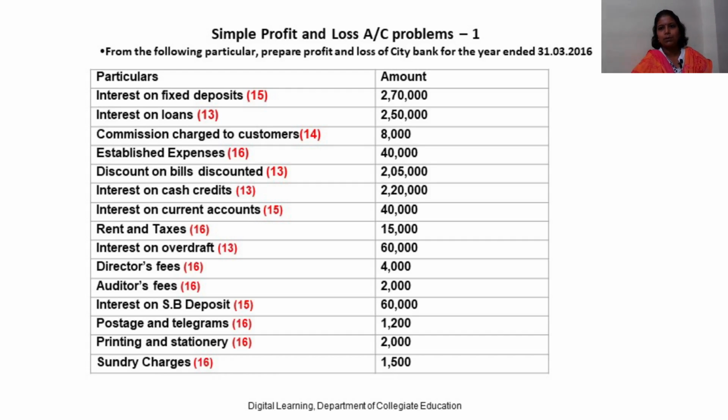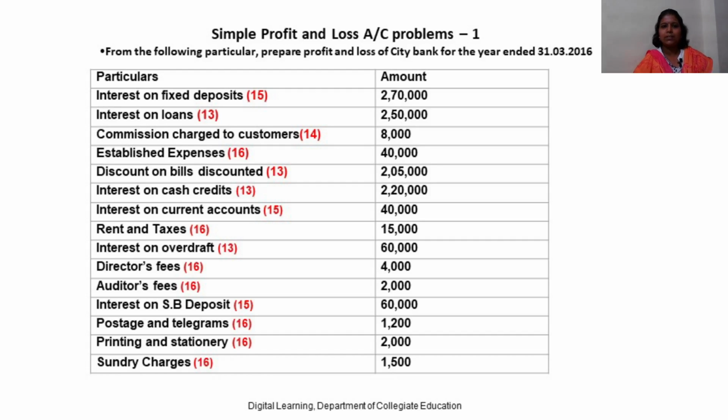Interest on SB deposit. What is SB? Saving bank deposit. The customer having a saving bank deposit in my bank means the bank is going to pay interest for that, right? Saving bank deposit, current account deposits, then it can be recurring account, whatever. If the bank is paying the interest, it becomes an expense, so it is schedule number 15. Postage and telegram, printing and stationery, sundry charges: all these three are operating expenses to the bank, which are required for day-to-day expenses. First, you have to know the schedule properly. You can write down the schedule properly.